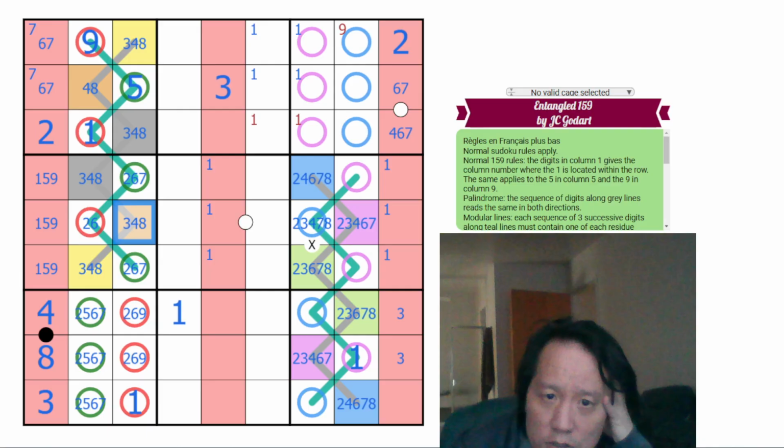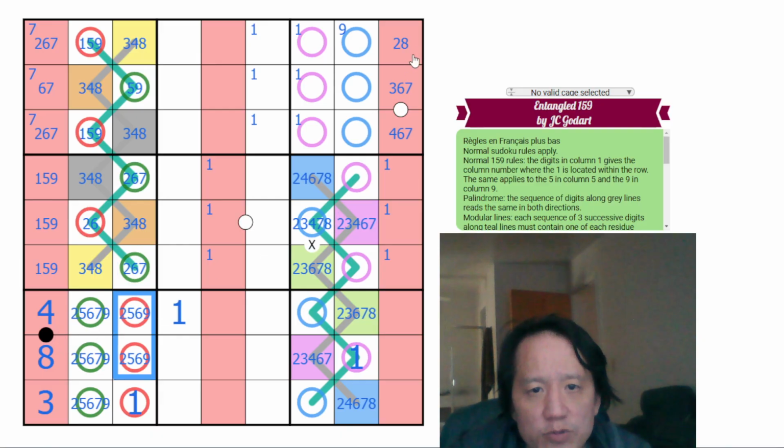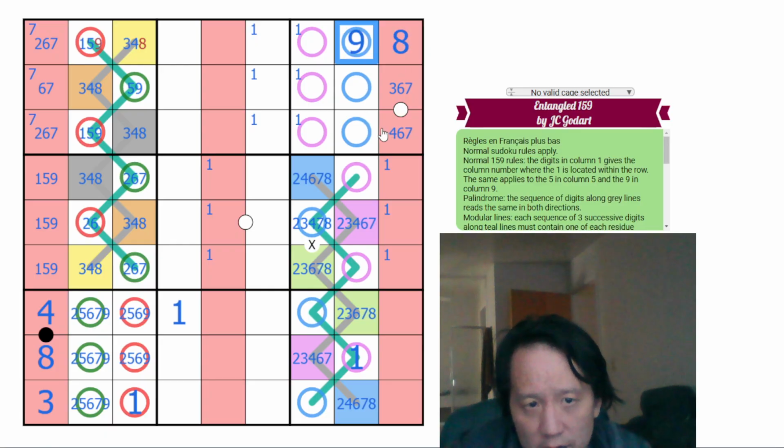Hmm. This seems reasonable, so let's not try going down that route too much. So this can't be 7. We know the 7's here. So this can't be 7. Okay, what if this is 8? If this is 8, this is 9.